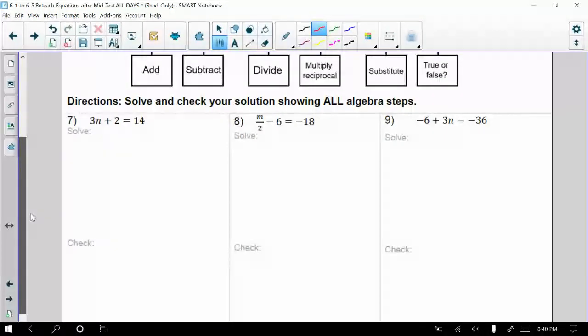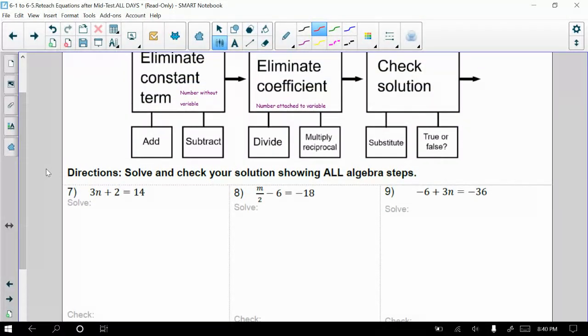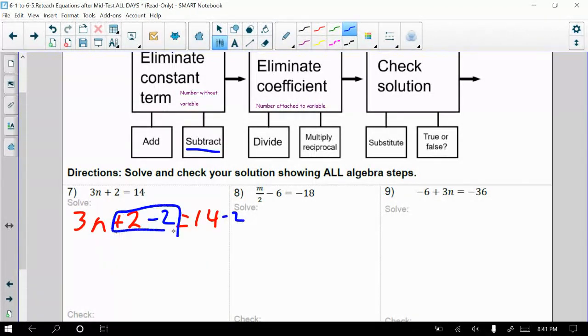So let's look at 7 and 8. All right, first job, eliminate the constant term. It's addition, so I am going to subtract. So if I have 3n plus 2 equals 14, I am going to subtract 2 on both sides. That makes this eliminate. Okay, so then I'm left with just 3n equals 12, because 14 minus 2 is 12.